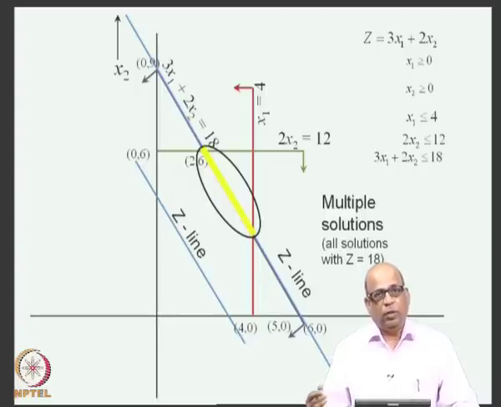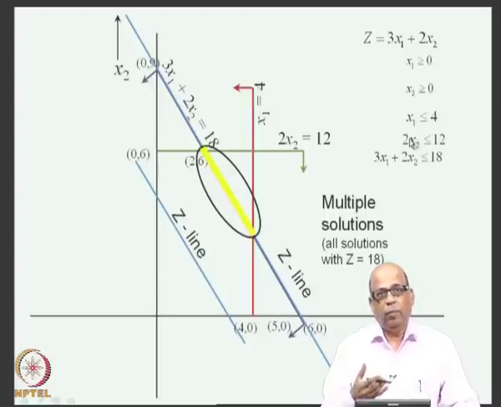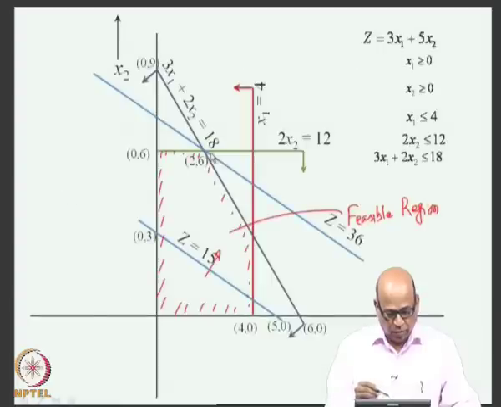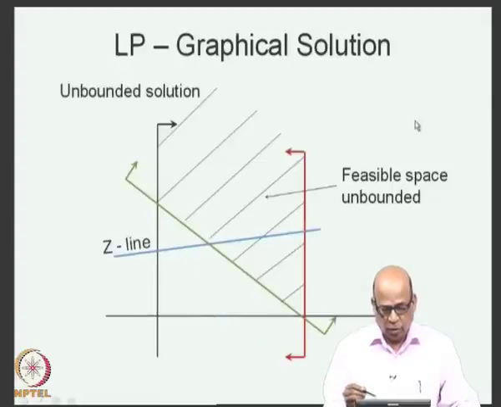Okay. Another special case is that your constraints may be such that you do not have a bounded region. In this particular case, what happened? Let us look at this. You have a region which is bounded in all the directions. So, you have a bounded region. Let us say that some of the constraints are such that you do not have a region which is bounded.